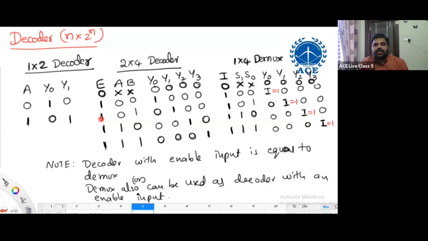So what we are saying here, we can have 4 different types of decoder. One is a logic 1 enable, logic 1 output decoder, which we have discussed so far. Other is a logic 0 enable, logic 1 output decoder. The third one is a logic 1 enable but logic 0 output decoder. And the fourth one is a logic 0 enable, logic 0 output decoder. Let us see one by one.